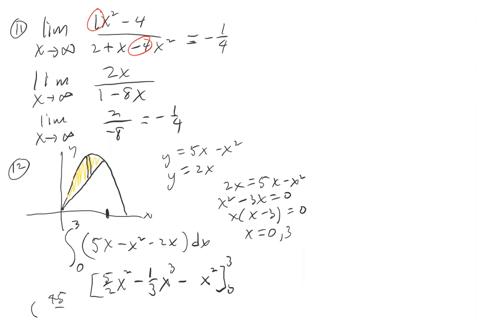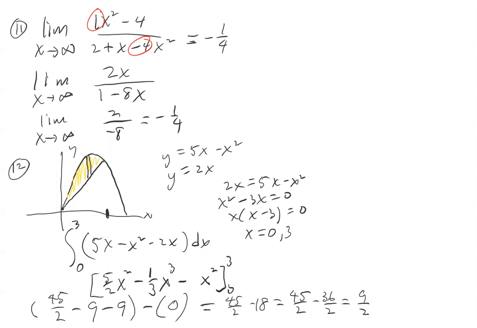45/2 minus 9 minus 9. Plug in the bottom number, they're all zeros. So basically, you got 45/2 minus 18, which is 45/2 minus 36/2, which is 9/2. There you go.